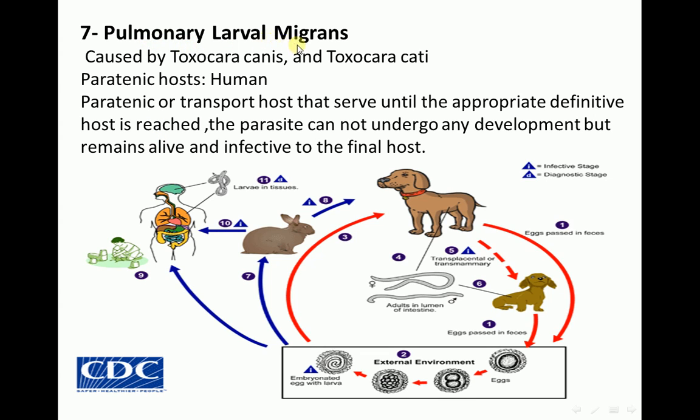Pulmonary larva migrans is caused by Toxocara canis and Toxocara cati. The paratenic host is a human. A paratenic or transport host is a host that serves until the appropriate definitive host is reached. The parasite can't undergo any development but remains alive and infective to the final host.